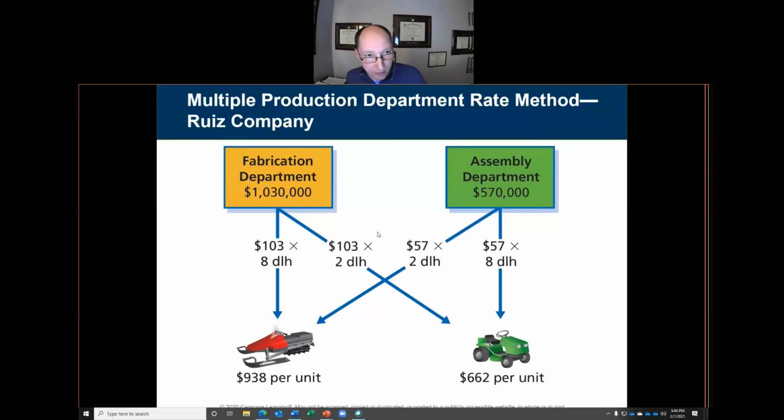Any questions? Multiple production department method. Any question? Good? Okay.